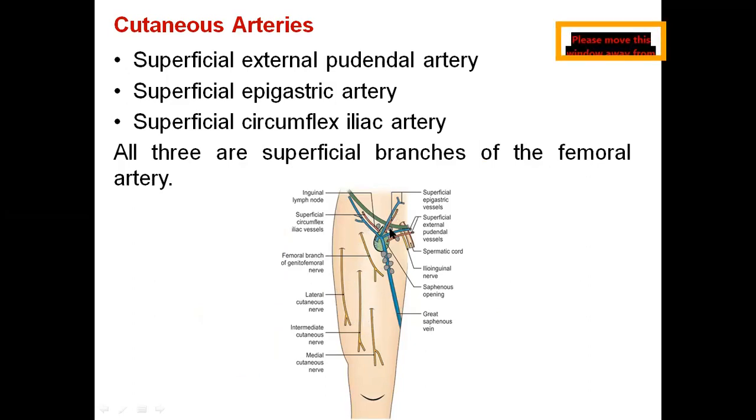So can you see three red lines over here? These three red lines are nothing but branches of femoral artery. Actually, femoral artery will have three superficial branches and three deep branches. Now we are still with the superficial branches. That's the reason all are named as superficial.